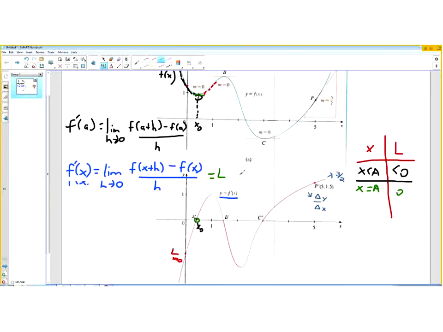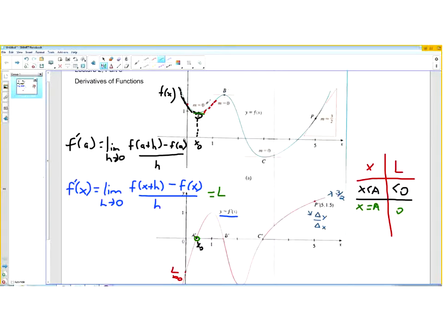Okay, so the same concept holds for point B. So before we get to point B, however, notice that the slopes of the tangent lines are positive. So between A and B, this limit is a positive number. So let me clarify. This is a function table for f prime of x. So if x is between a and b, L will be greater than 0. Although we don't know what it is, it's going to be greater than 0.